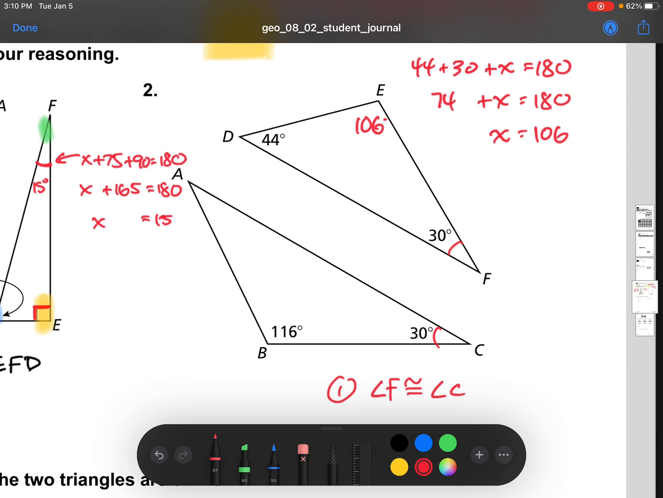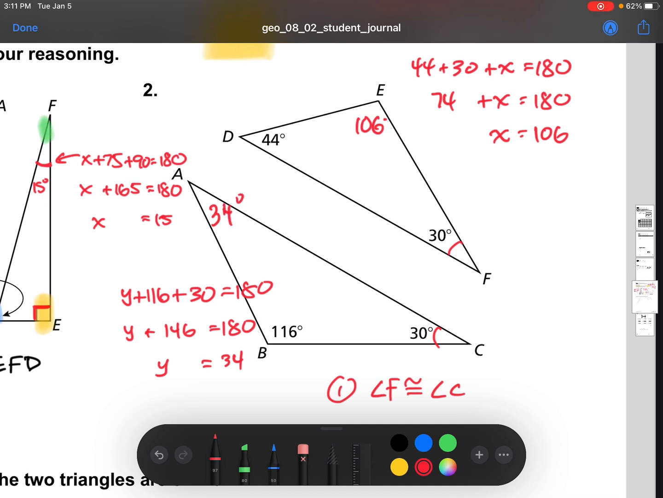All right, let's figure out the measure of angle A. I'm going to call that Y, since I already used X earlier. So I know the three angles in the second triangle have to add up to 180 as well, so we can write Y plus 116 plus 30 equals 180. So Y plus 146 equals 180. We can subtract 146 from both sides, and we would get 34. So angle A has a measure of 34 degrees.